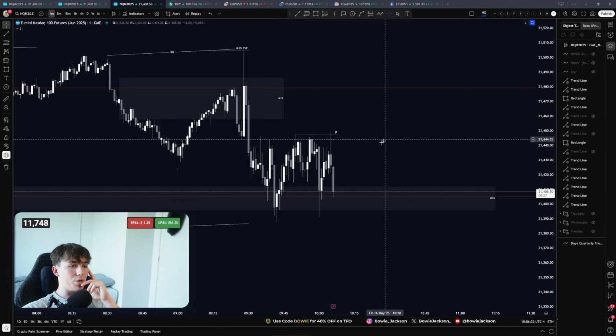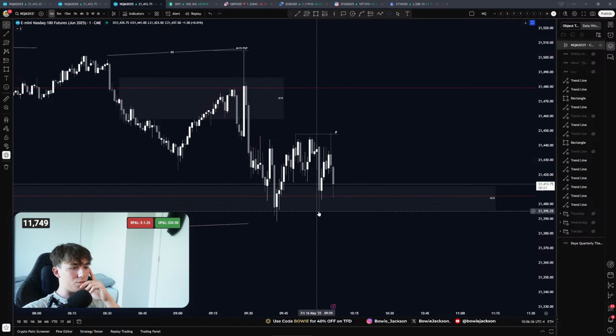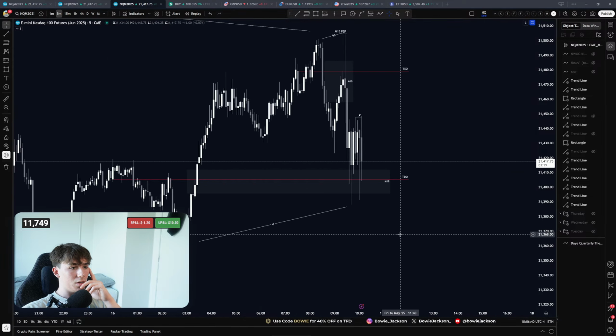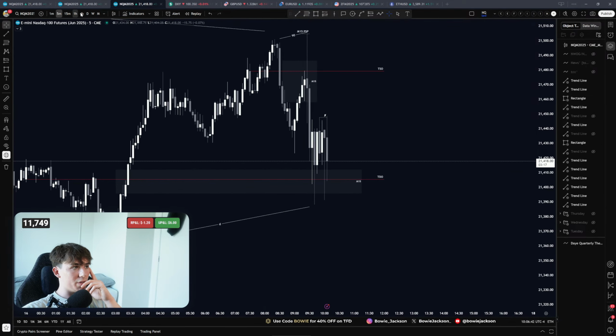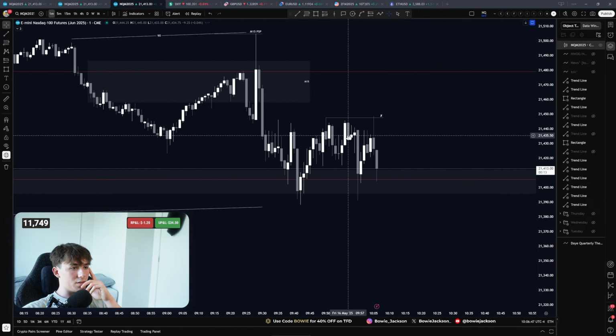Okay, so this is looking really nice now. If we continue, if we take out this low, then I'm confident we're gonna go for this low as well. But now we're still respecting this 50-minute. We're still respecting this 1 hour. Still hesitant on what we're gonna do.